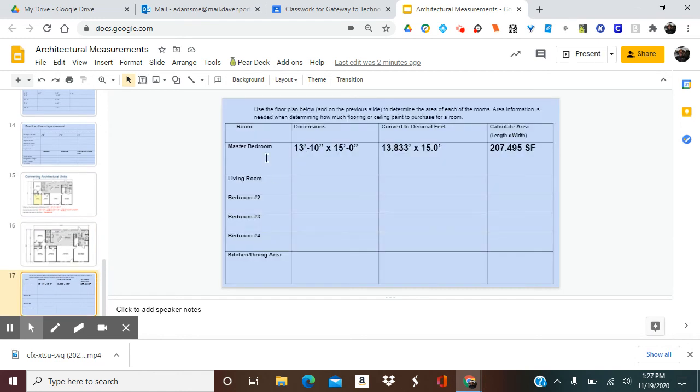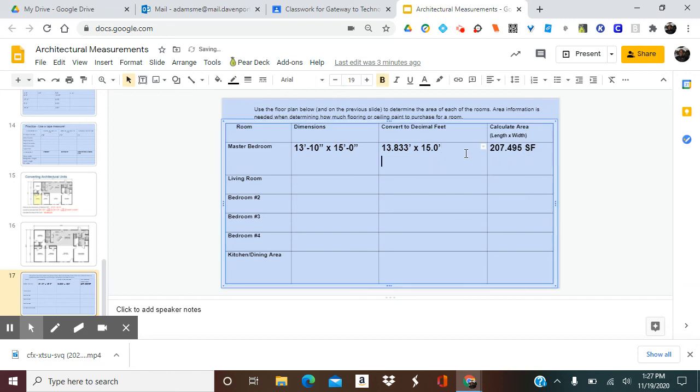So for example, the master bedroom is 13 feet 10 inches by 15 feet 0 inches. So then over here, you're going to convert to decimal feet. So 13 feet is your whole number. 10 inches is 0.833 feet times 15 feet and 0, that's 15.0. All right, the 0.0 is important there. Then you're going to multiply these two numbers together, to make 207.495 square feet.